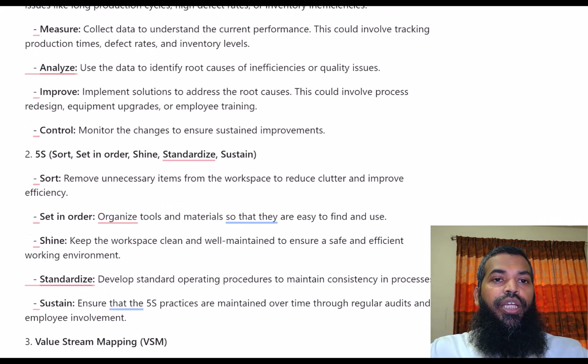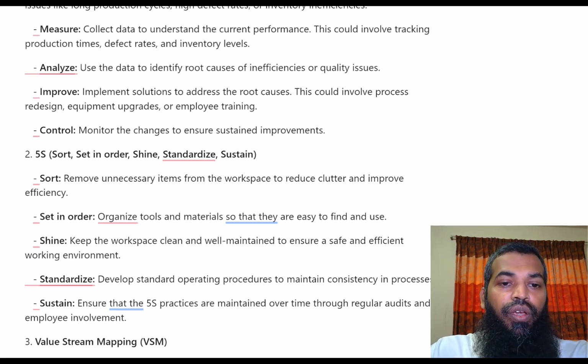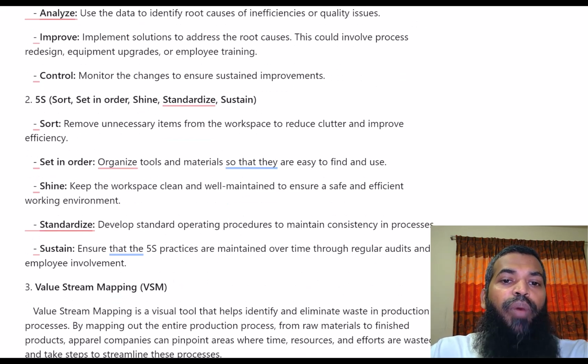Another tool is 5S. 5S means sort, set in order, shine, standardize, and sustain. Nowadays, there is another S added, that is safety. So in 5S, sort: we remove unnecessary items from the workspace to reduce clutter and improve efficiency. Then set in order: we must organize them in order.